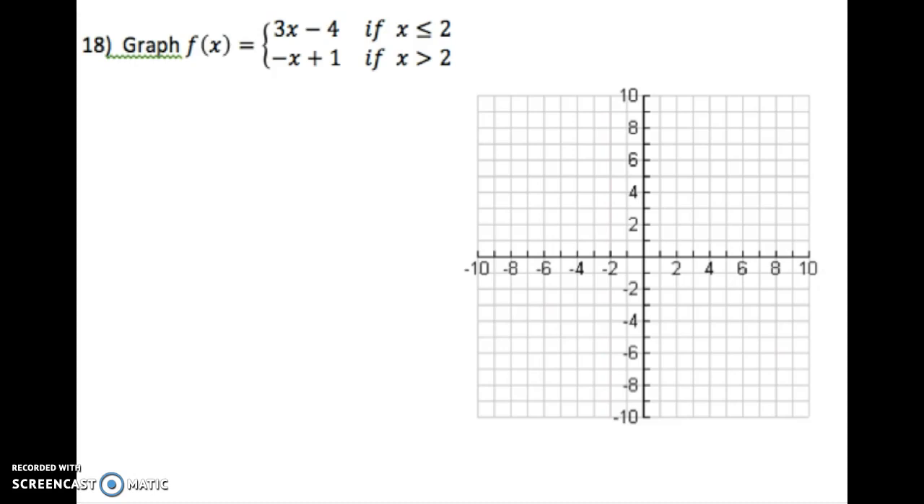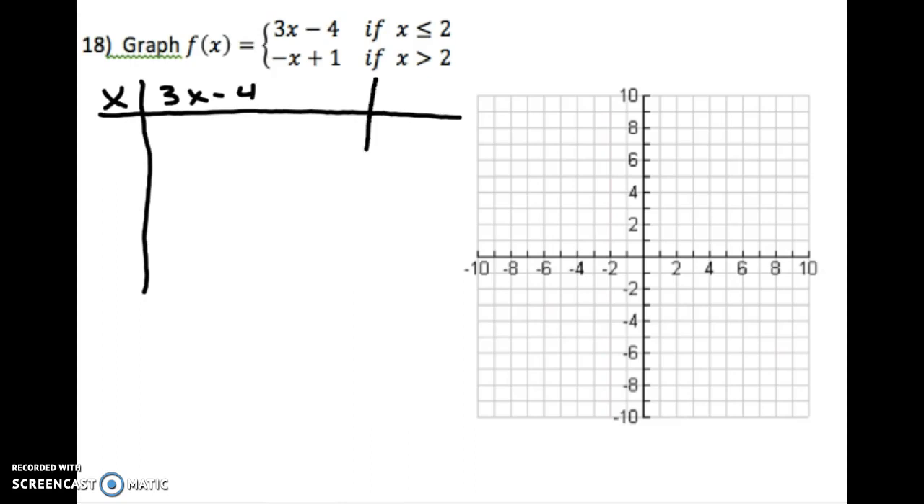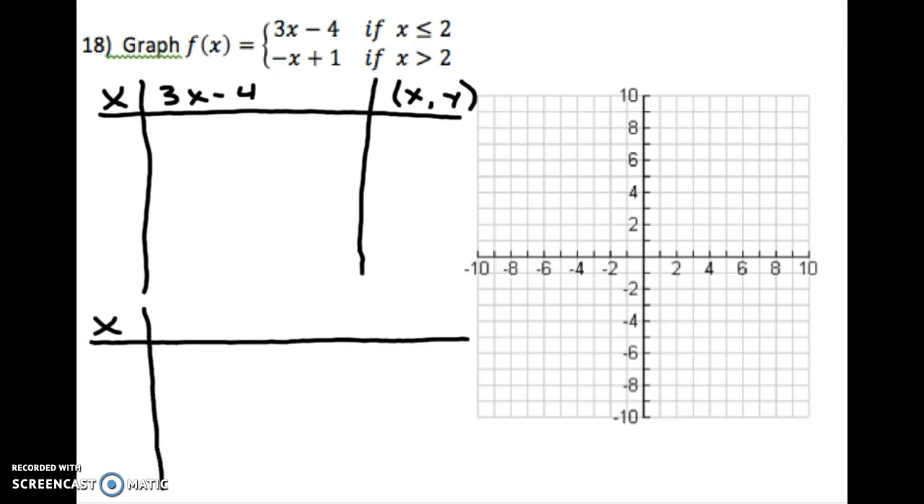For the graphing for 18, I'm going to run through 2 different methods to do this. First method I'm going to use is the one I highly recommend, which is the table method. So we're going to make up a couple tables. One table uses the 3x minus 4, the other one uses the negative x plus 1.